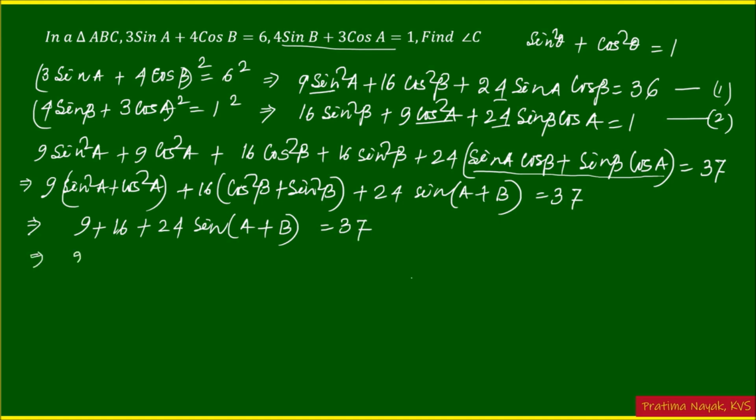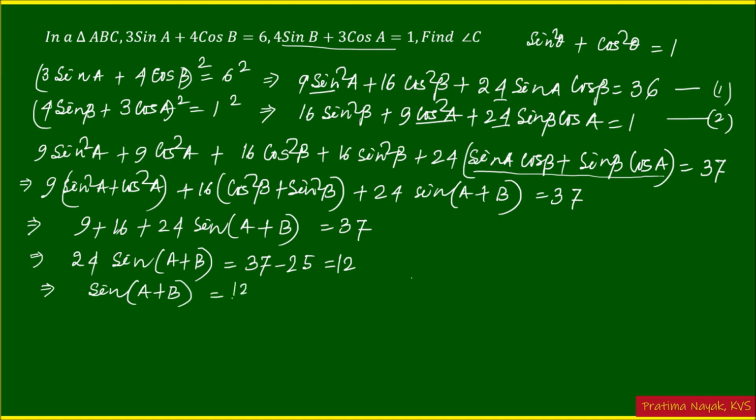Or 24 sine A plus B is equal to 37 minus 25, that will be 12. Or sine A plus B is equal to 12 by 24, that will be half. So sine A plus B is equal to half.